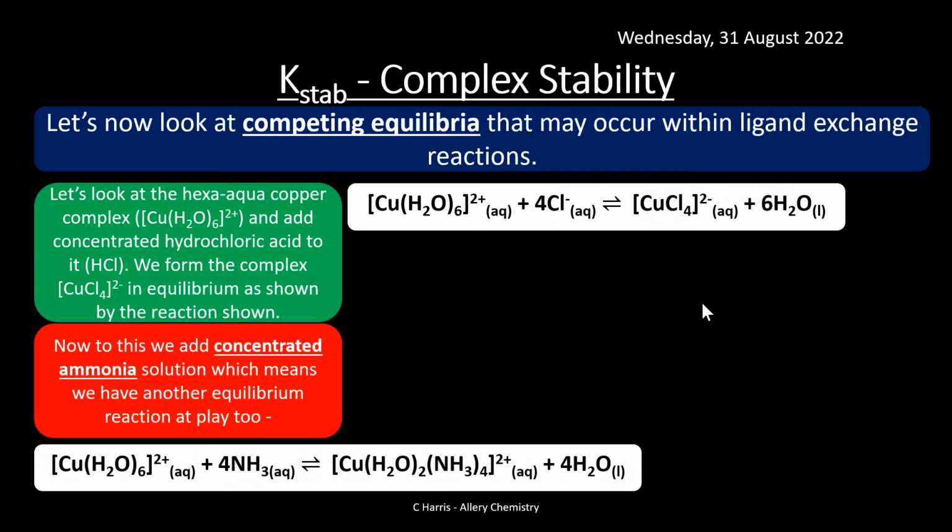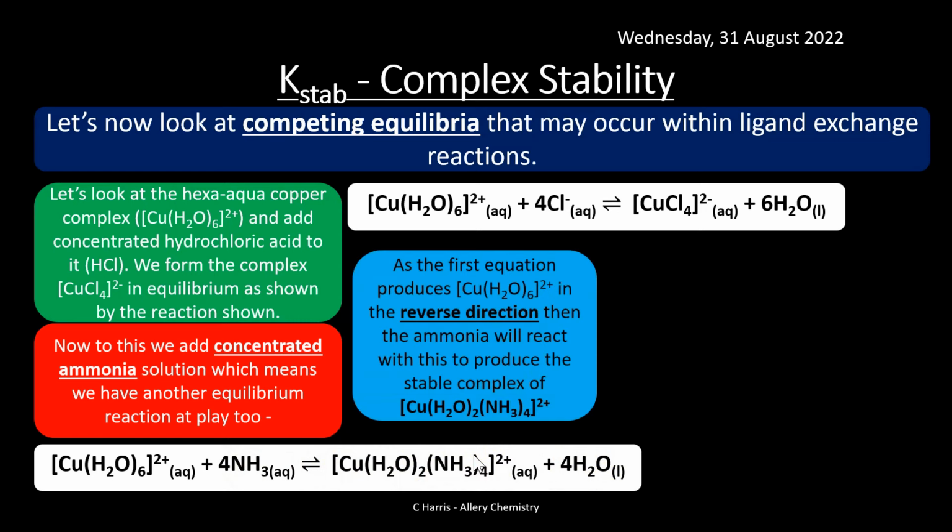Now let's assume that we're going to add to this reaction some concentrated ammonia solution. So now we have another equilibrium that's at play. We've got the copper hexaaqua ions that are already in there, the ones that still exist. React that with some concentrated ammonia, and we form this complex here, and water. Now, as for the first equation, this produces Cu(H2O)6 in the reverse direction.